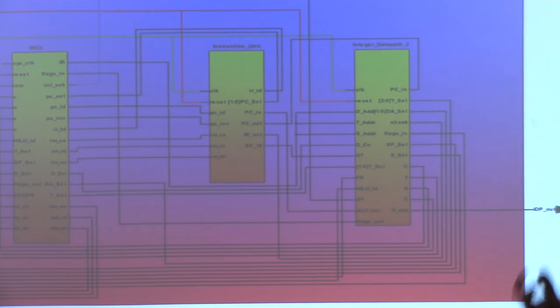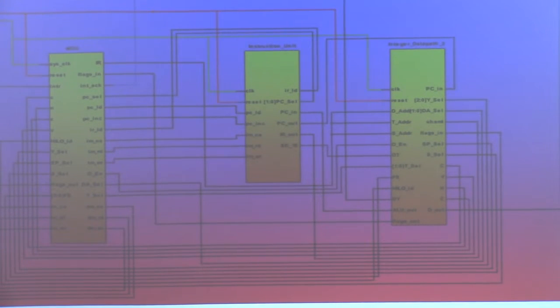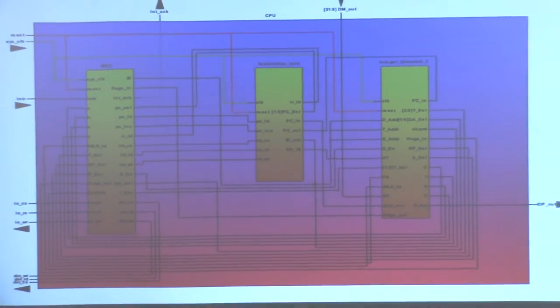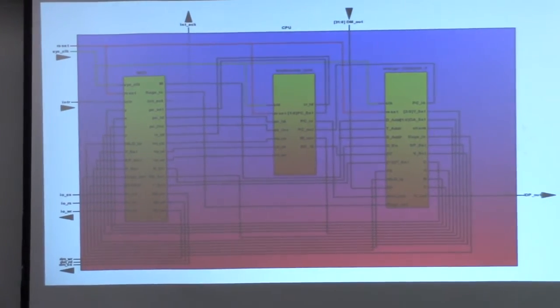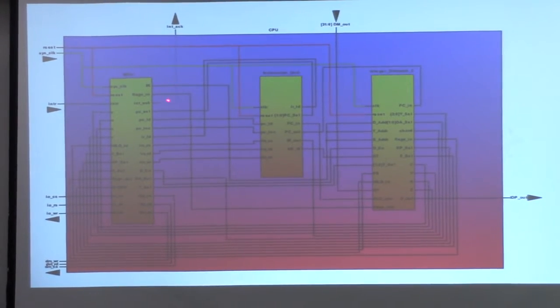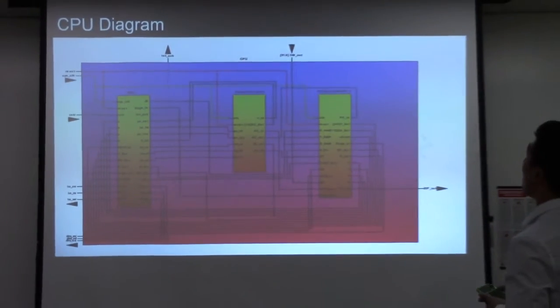So now we have our CPU diagram. Let's go ahead and take a look at what's coming in and out of this. So we have our reset and system clock. We have our interrupt, as previously described, from our I/O memory. We have our interrupt acknowledge coming out. It's kind of hard to see, but there's a blue wire. This is our MCU, which I'll go over in detail in a little bit.